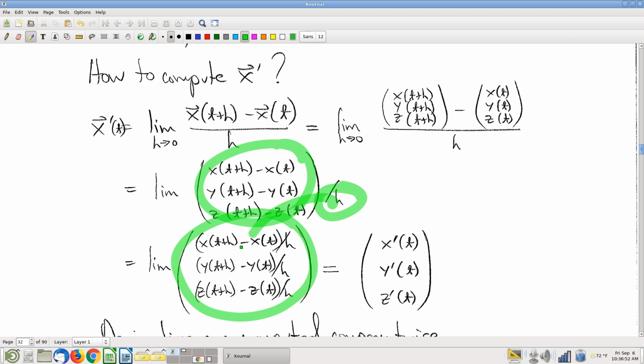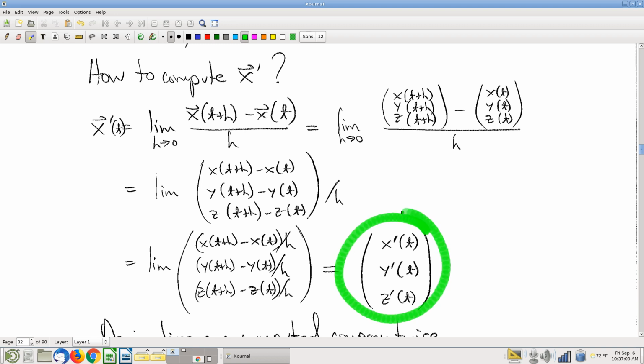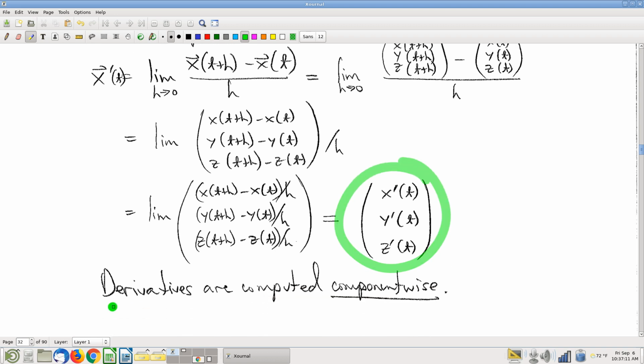Right? And now, how do we take limits of vectors? We haven't talked about this, but this is something we'll sweep under the rug in Math 212. But limits you do one coordinate at a time as well. And I think that's pretty believable. So anyway, punchline is we take derivatives component-wise. That just means one coordinate at a time, one component at a time.